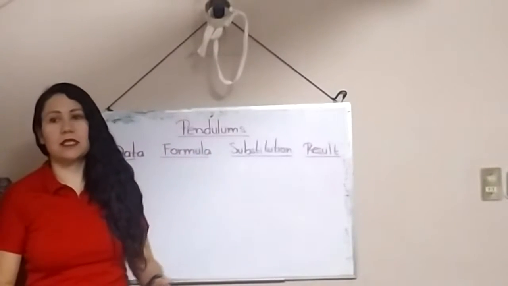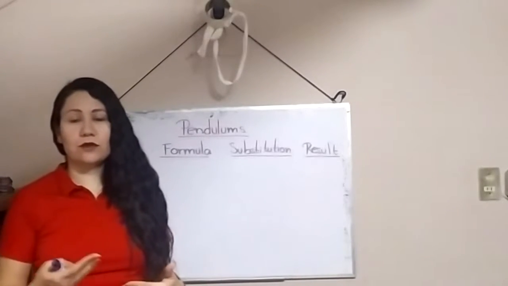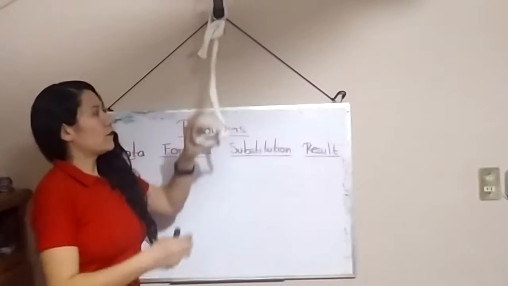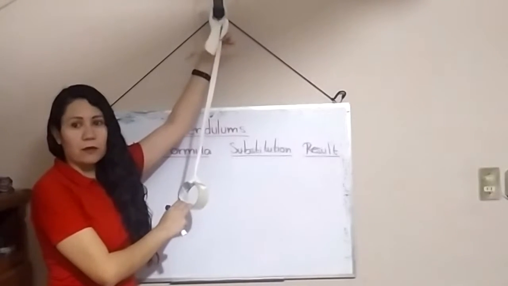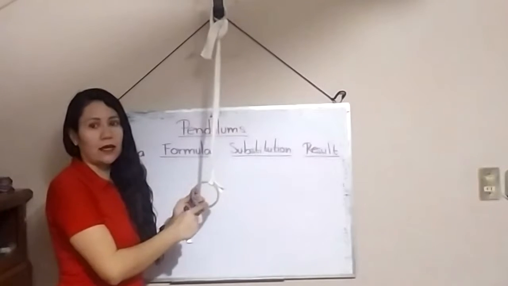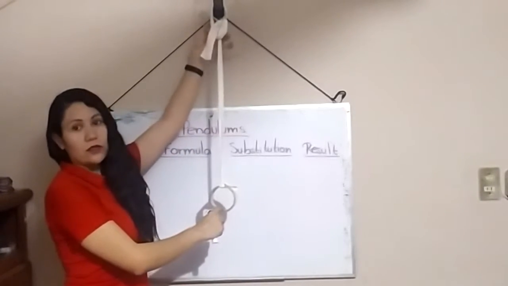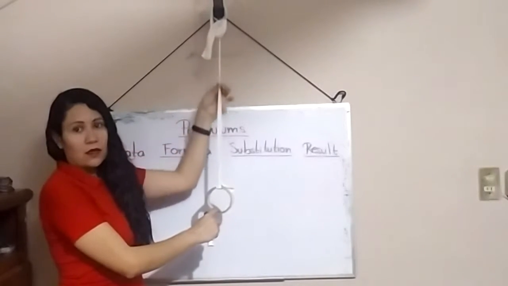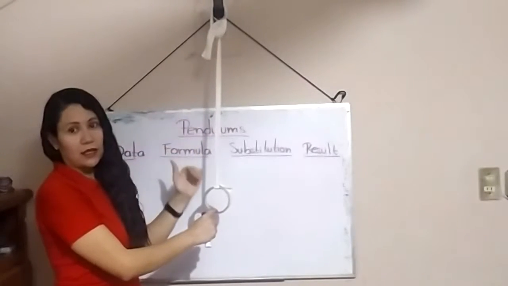Remember, a pendulum is one kind of periodic motion, and we are going to describe the parts that form a pendulum. First, we have the pivot, which is the part where it hangs from. Another element is the mass, which is what is hanging on the pendulum, the weight. And we also have the arm length, which is the distance between the pivot and the mass.